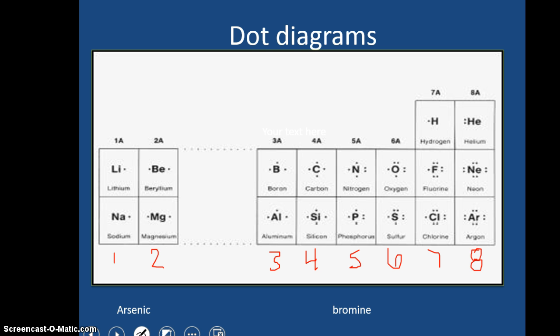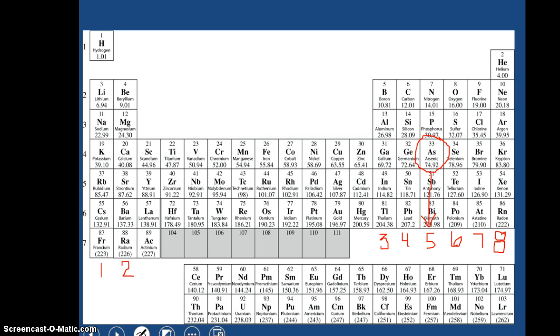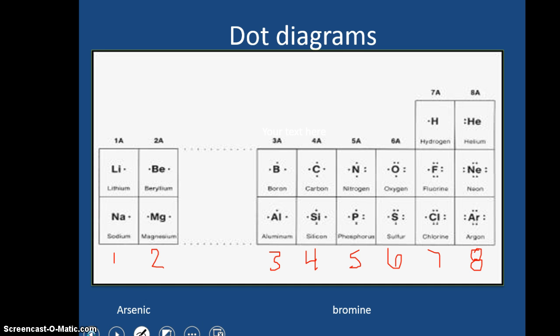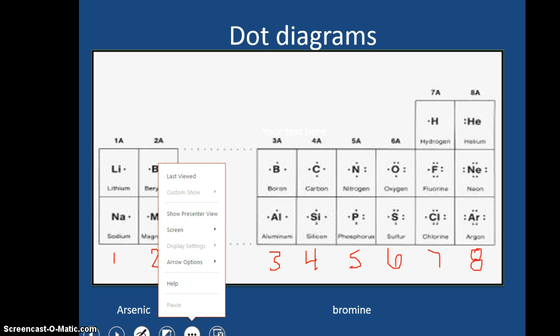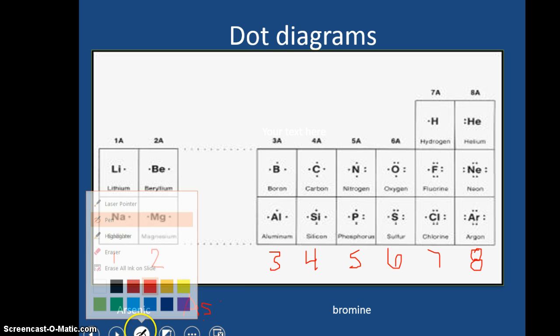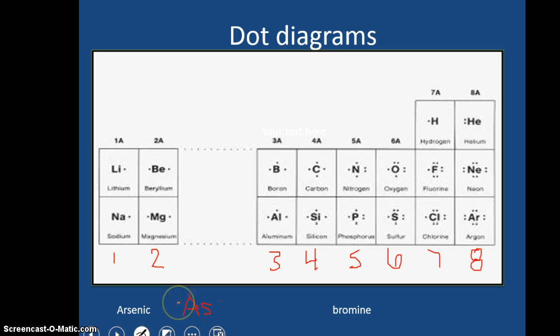So we're going to do 2 practice ones. We're going to do arsenic and bromine. First you've got to find arsenic on the periodic table. Arsenic is right there on the periodic table, and it has 5 valence electrons. So we need to start with drawing arsenic. You first draw the symbol, and then you want to draw 5 valence electrons. Start going singly first. So I've got 4, and then you want to double up one side.